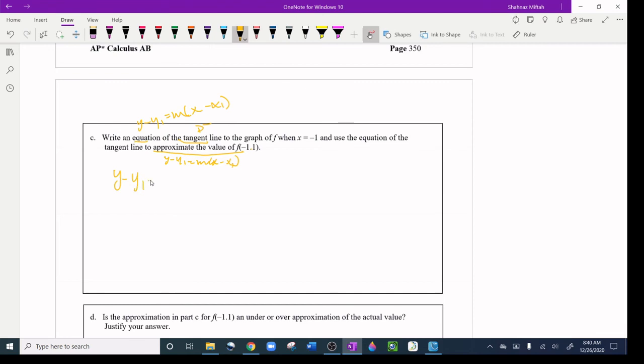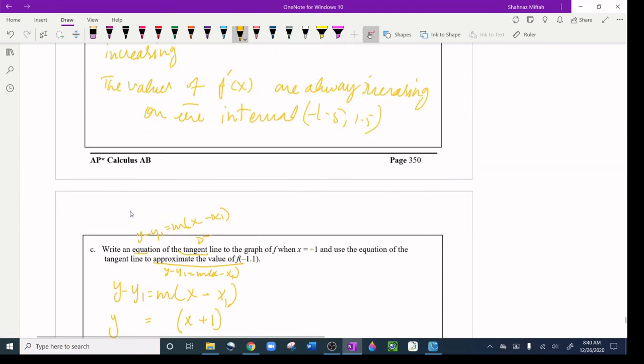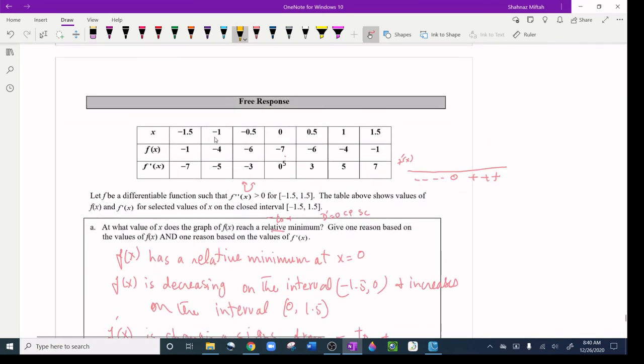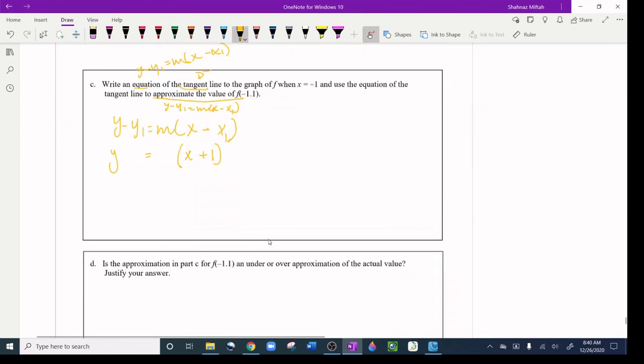So I have y minus y1 equal m times x minus x1 for -1. I already know my x is -1, so minus and this negative is going to turn positive. I need a slope and I need a y value. So how would I get that y value or the slope? Let's see. This is -1, the y value is -4, and the slope is -5. Do you see everything is already given in the table? That's -1, that's the y value, and that's the slope, which is f prime. So I already have everything. These are easy points to get. -4 means +4, and this is -5.